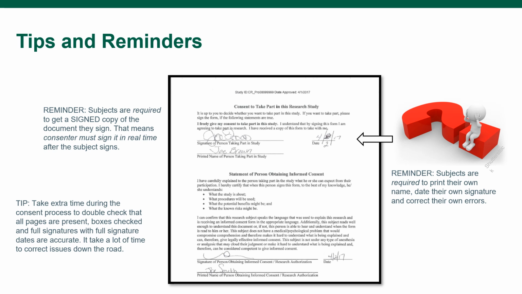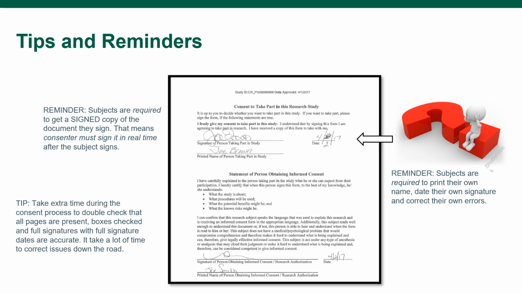Now, here are a few more tips or reminders. Subjects are required to get a signed copy of that consent document. In order for that subject to have a copy of a fully executed consent form, the consenter must sign in real time after the subject signs. If you don't have access to a copier, you could just bring 2 copies of the consent and both of you sign both of them.